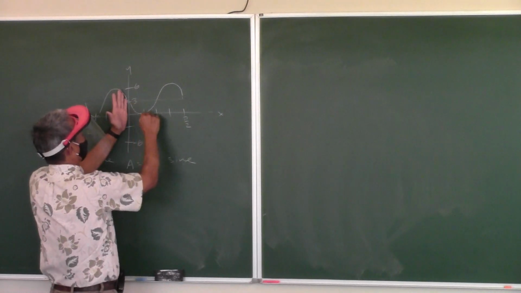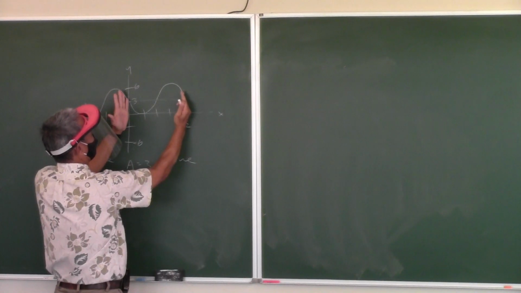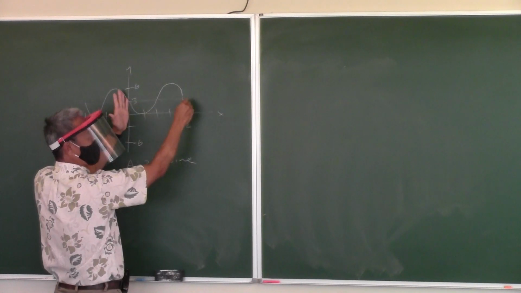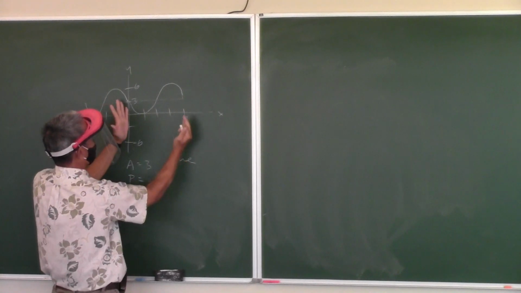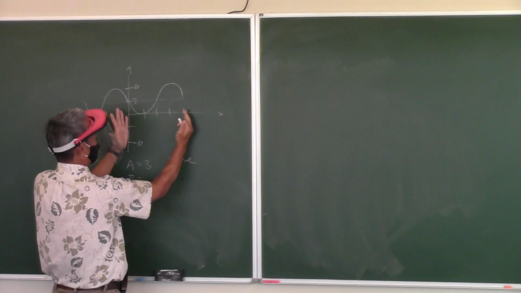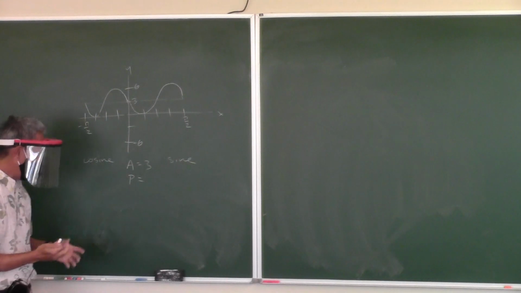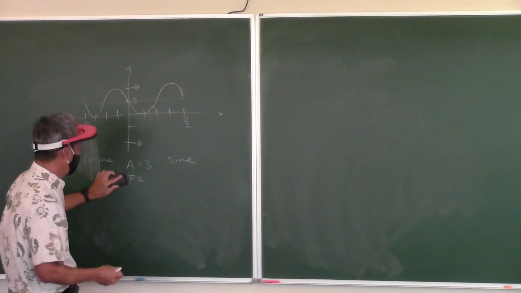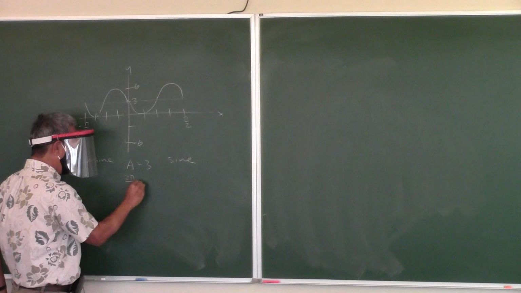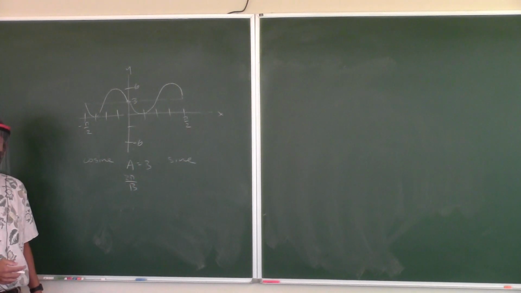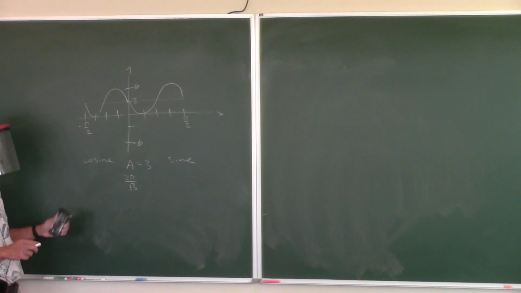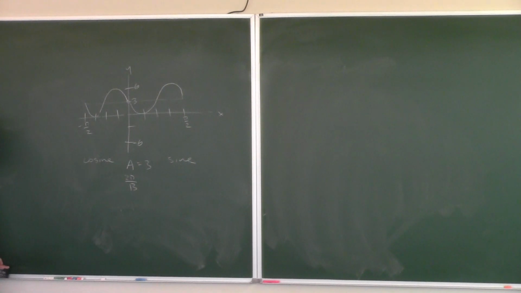Isn't this one period right there? To make one cycle, and then it just starts repeating itself. So how far is it from 0 to pi over 2? Pi over 2. Okay, so the period is pi over 2. Did you guys learn this? 2 pi over b is the period for a sine and cosine function. I mean, you don't have to know that, but it makes it a lot easier if you do.